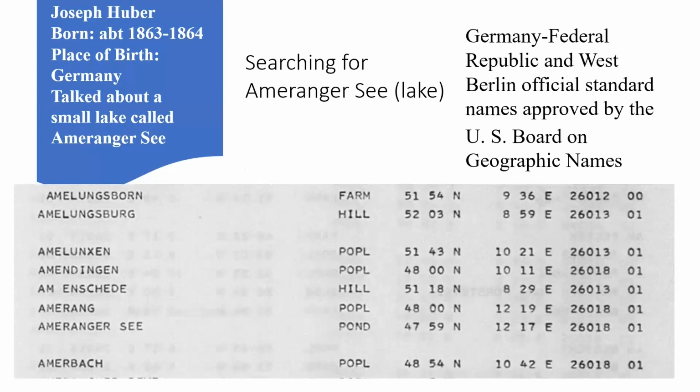Joseph Huber talked about a small lake called Amarangensee, or lake, where he grew up, but never mentioned the town where he was born. U.S. Census records indicated that he would have been born about 1863 or 64. A search of Germany Federal Republic and West Berlin official standard names approved by the U.S. Board on Geographic Names listed Amaranger See as a pond and gave the latitude as 47.5 degrees north and the longitude as 12.17 degrees east.